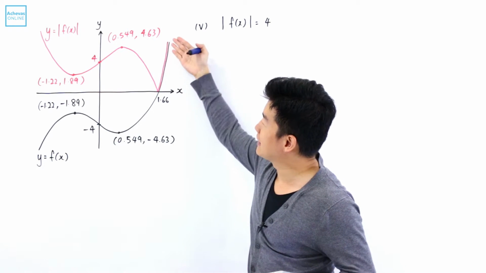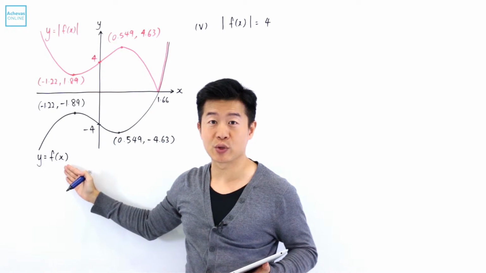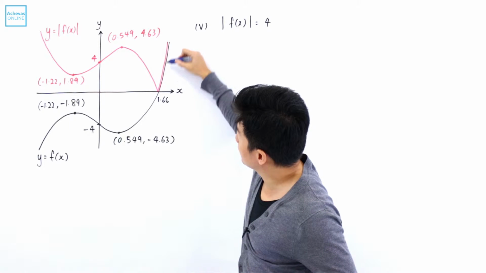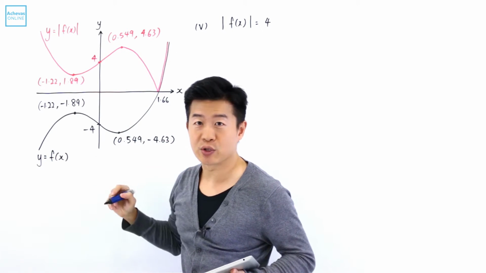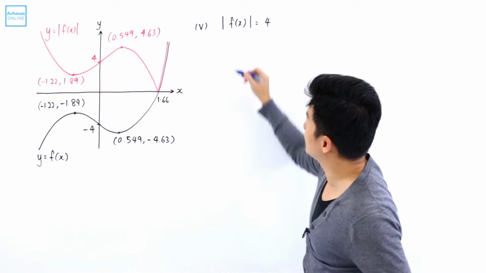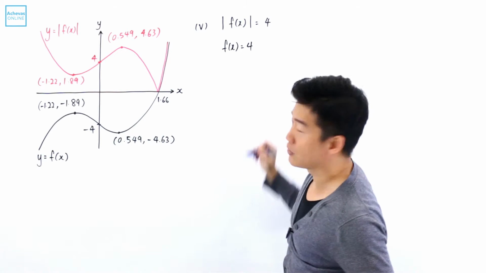By imagining it and comparing this red colored graph to the original graph of y is equal to f(x), this portion over here belongs to the graph of y is equal to f(x). That's why the first cubic equation that we can write down is f(x) is equal to 4.